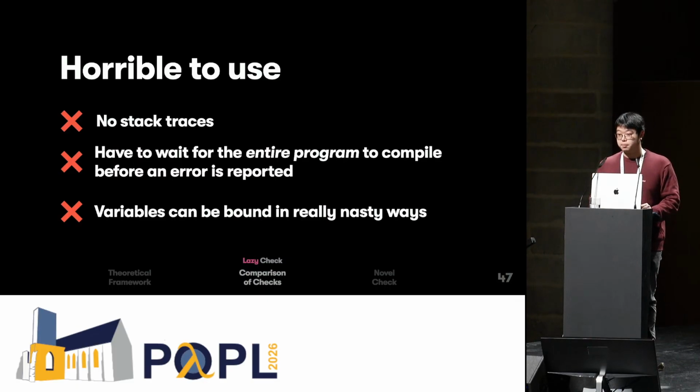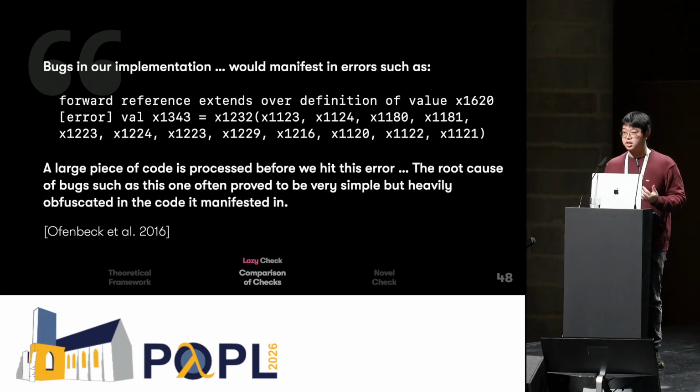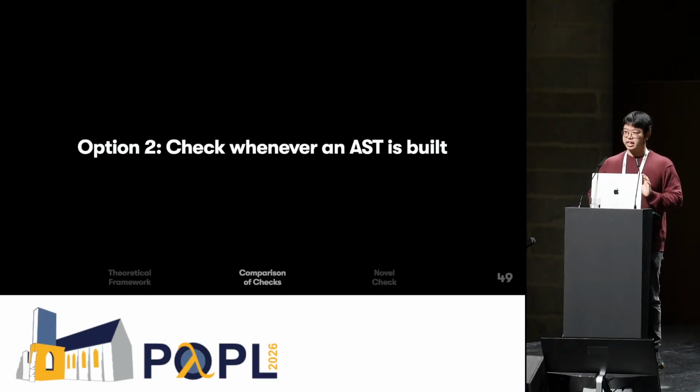And also variables can be bound in really nasty ways. I don't go into this in the presentation or in the paper, but we do point to research that talks about this. And you don't have to take it from us. This is what Offenbeck et al. say when they use the lazy check to build the RAND-IR system. They say that errors are reported in very obfuscated ways, precisely because you're waiting until the very end. So the lazy check isn't great.